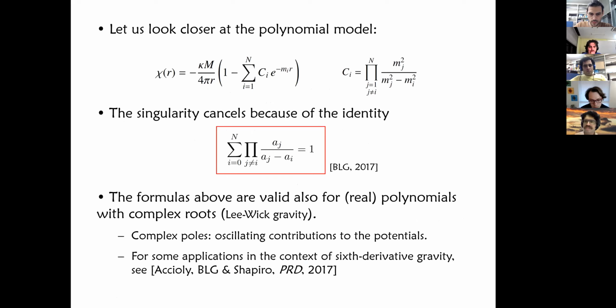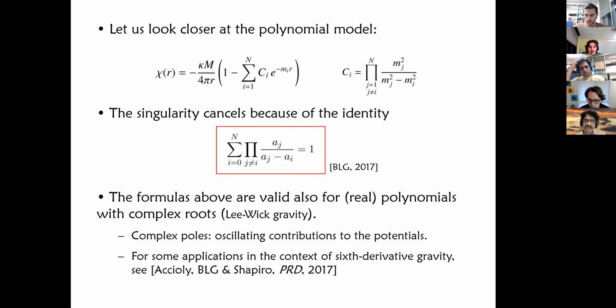But let's look closer at the polynomial case, because it is not so simple to see that it is finite at r equals 0. You have these coefficients, and when r goes to 0, the exponential goes to 1, of course, and you need to prove that the sum of all these coefficients goes to 1. And this is an identity; the proof of this general identity can be found in this paper. And indeed, it works, and the singularity is constant.